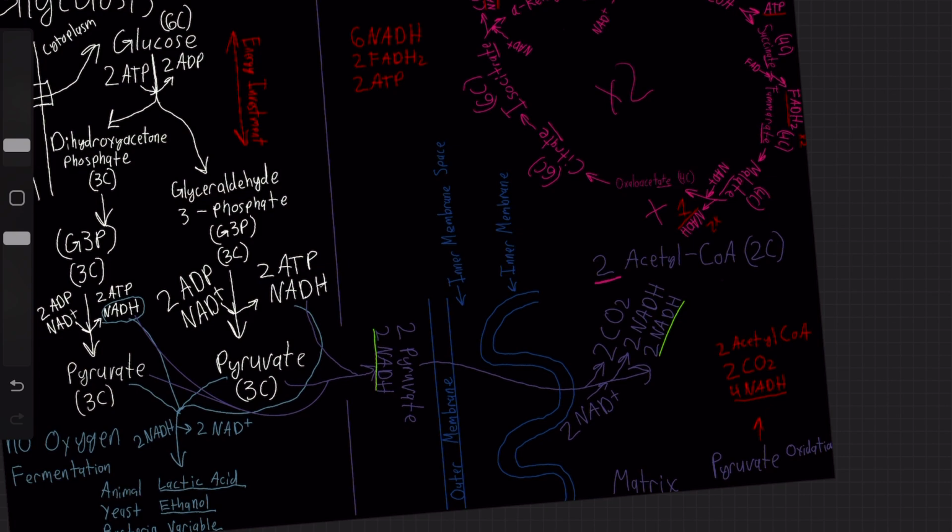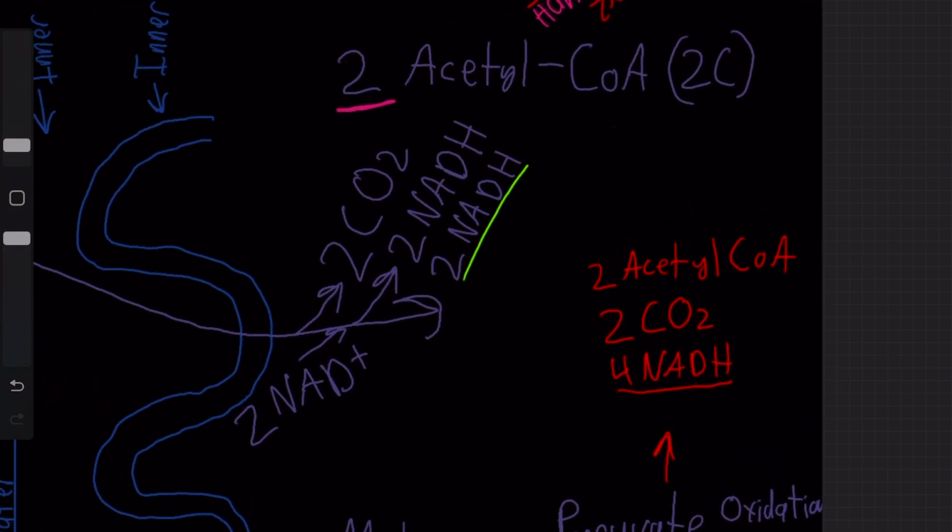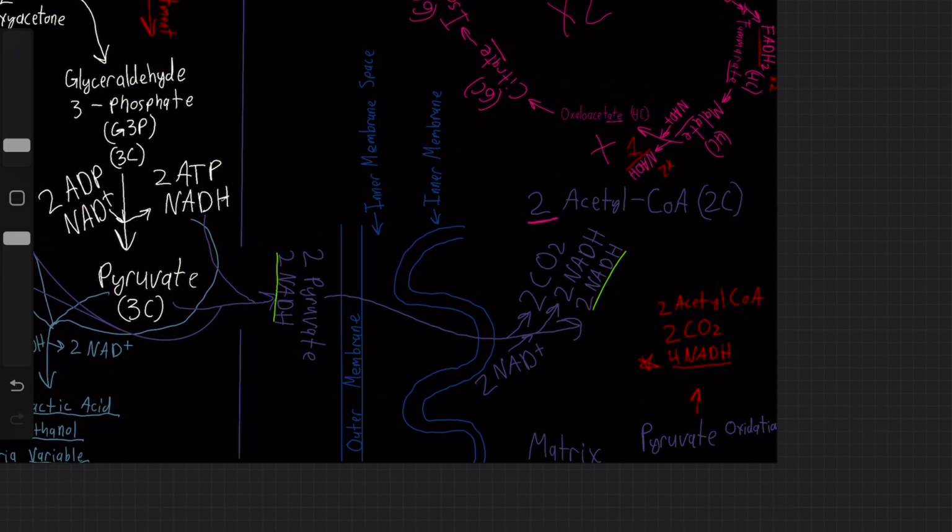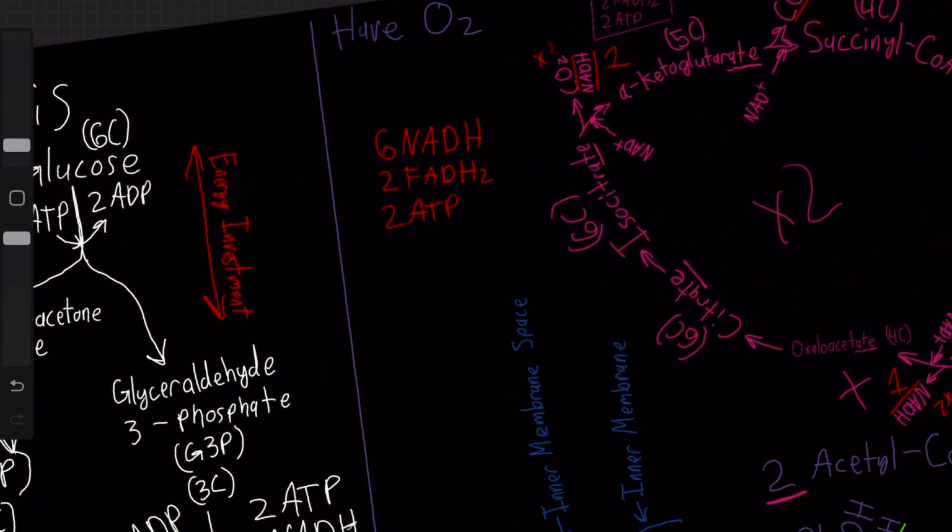What we really want to look at is the actual things that will make us our energy, or ATP. We have 4 NADH over here as well, which we can add onto this. So we're going to add 4 NADH, which will give us 10 NADHs.